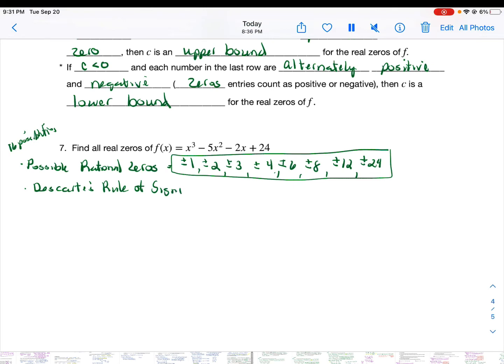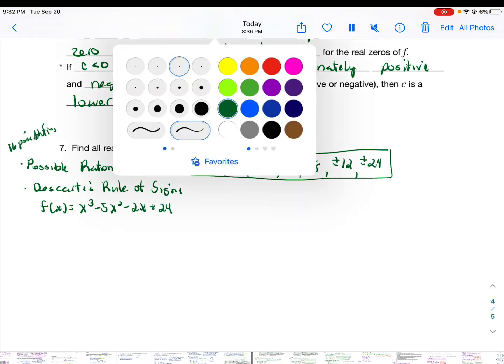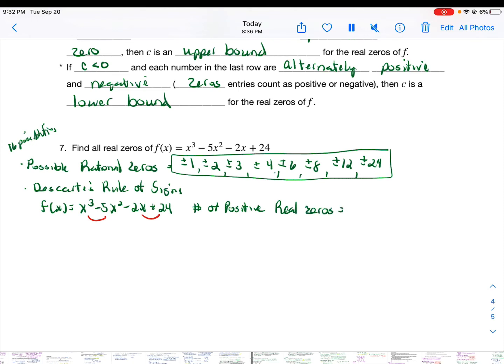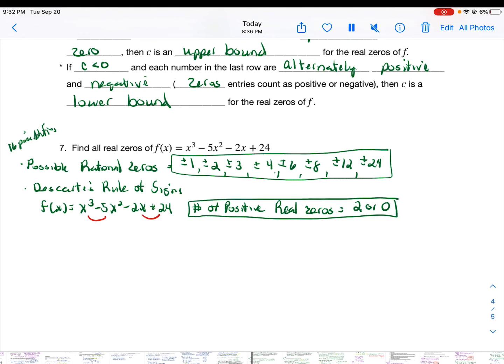Okay, so I'm going to try Descartes' rule of signs. I'm going to look at f of x, and count how many times the sign changes from positive to negative or from negative to positive. So I have one change here at the very beginning, and then one at the end. So I had 2 changes. This tells me that the number of positive real zeros will be 2 or 0, because it could be 2 if they're real number solutions, or it'll be 0 if I have a complex conjugate pair.